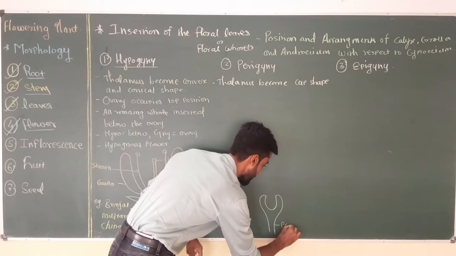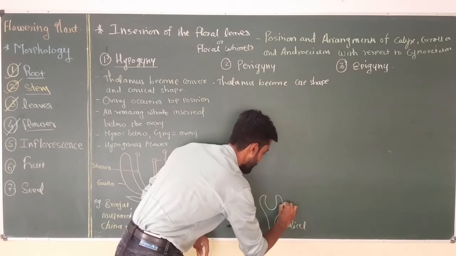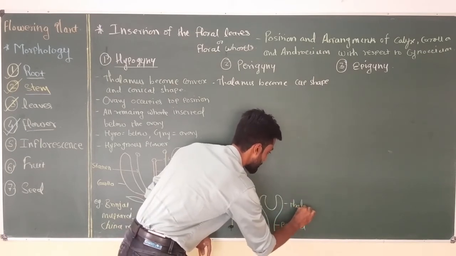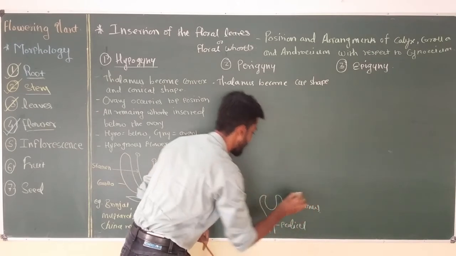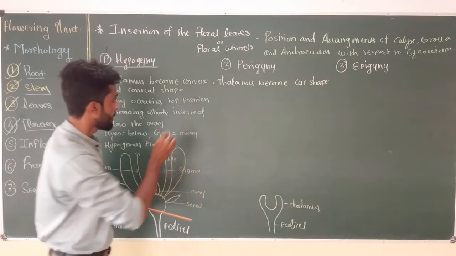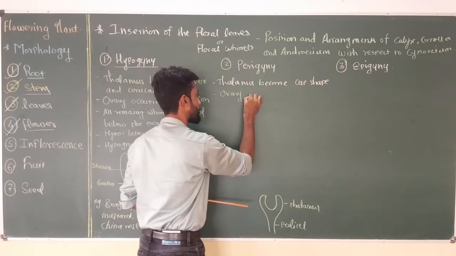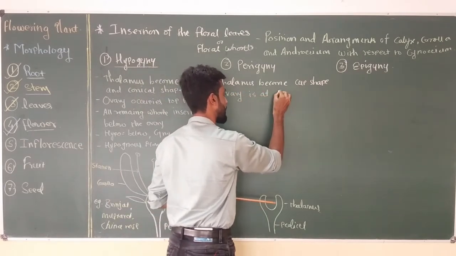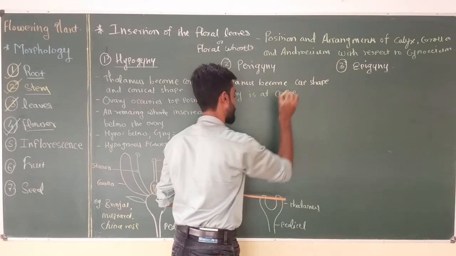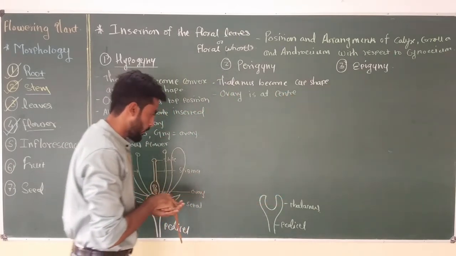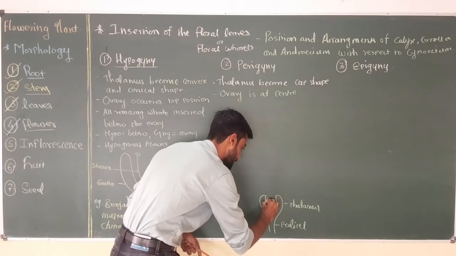This is pedicel and thalamus. And now ovary is present at center of the cup. So you can find ovary is at the center of the cup.